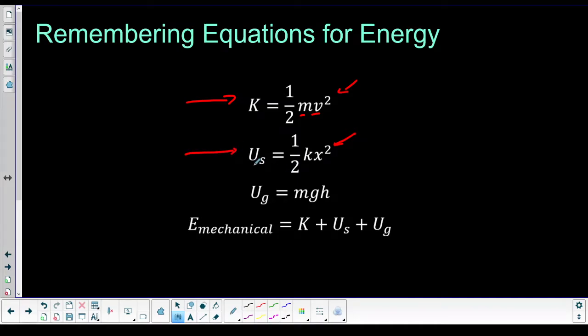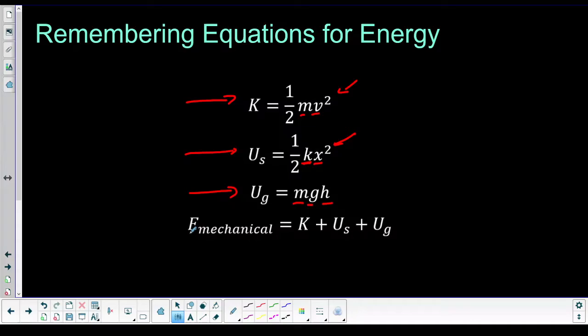The potential energy of a spring is 1/2 times the spring constant, meaning how stretchy or stiff a spring is, times the displacement from equilibrium squared. And then good old potential energy due to gravity is mgh.